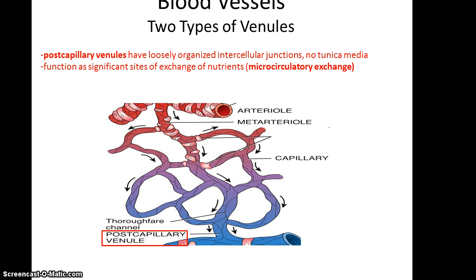So it turns out there are two categories of venules. You have the post-capillary venules, which are attached to both capillaries and the metarterioles. They have loosely organized intercellular junctions, not quite as loose as capillaries, but still pretty loose, and they lack the tunica media. The cool thing about these post-capillary venules is that they also function as sites of microcirculation. So basically, nutrients and waste can be exchanged with surrounding tissues at post-capillary venules.